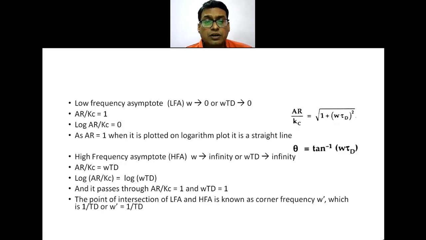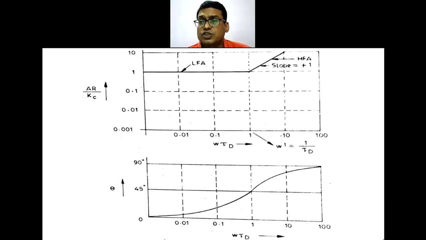So log of AR upon Kc becomes equal to log of omega tau d. This is the line passing through AR upon Kc equal to 1. So omega tau d has a slope of plus 1. The high frequency asymptote will have a slope of plus 1, where 1 and 100 are the points here. Similarly here, 1 and 100, then and only then it will have the slope of plus 1.